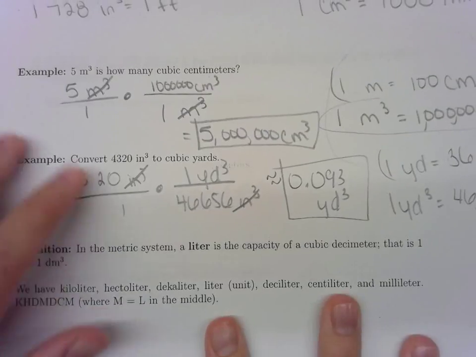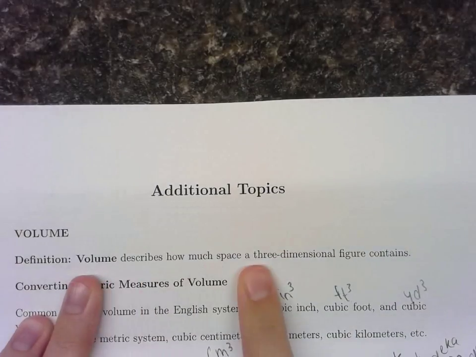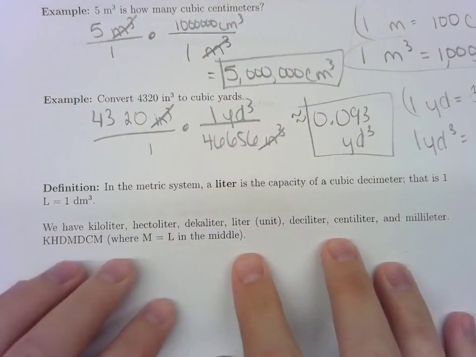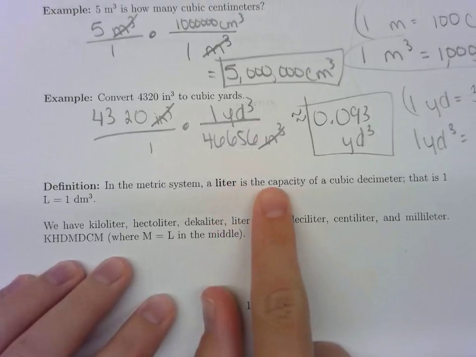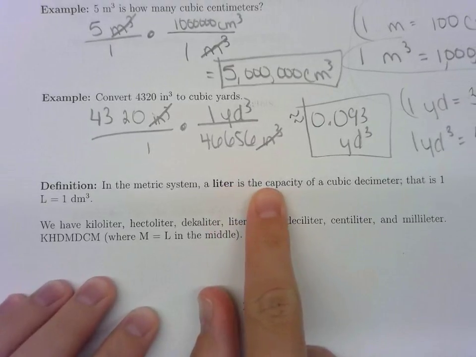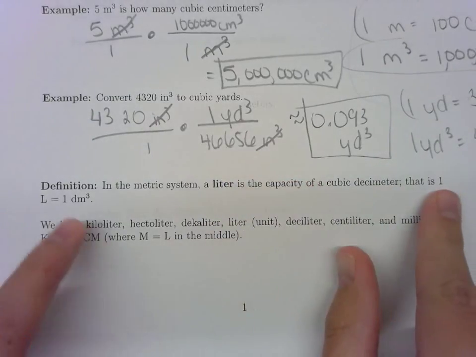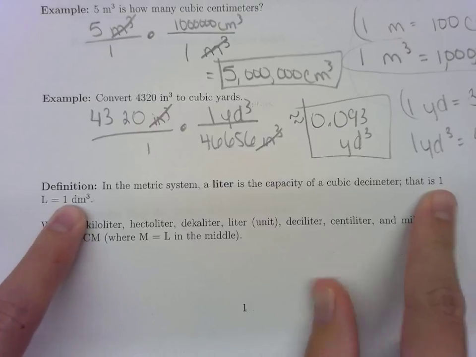Okay, so far we've done volume. Volume describes how much space a three-dimensional figure contains. This is a capacity. So a liter is a capacity, not volume. Okay, so liter is a type of capacity. Again, the most common is probably this 1 liter, and again, 1 liter is 1 decimeter cubed.